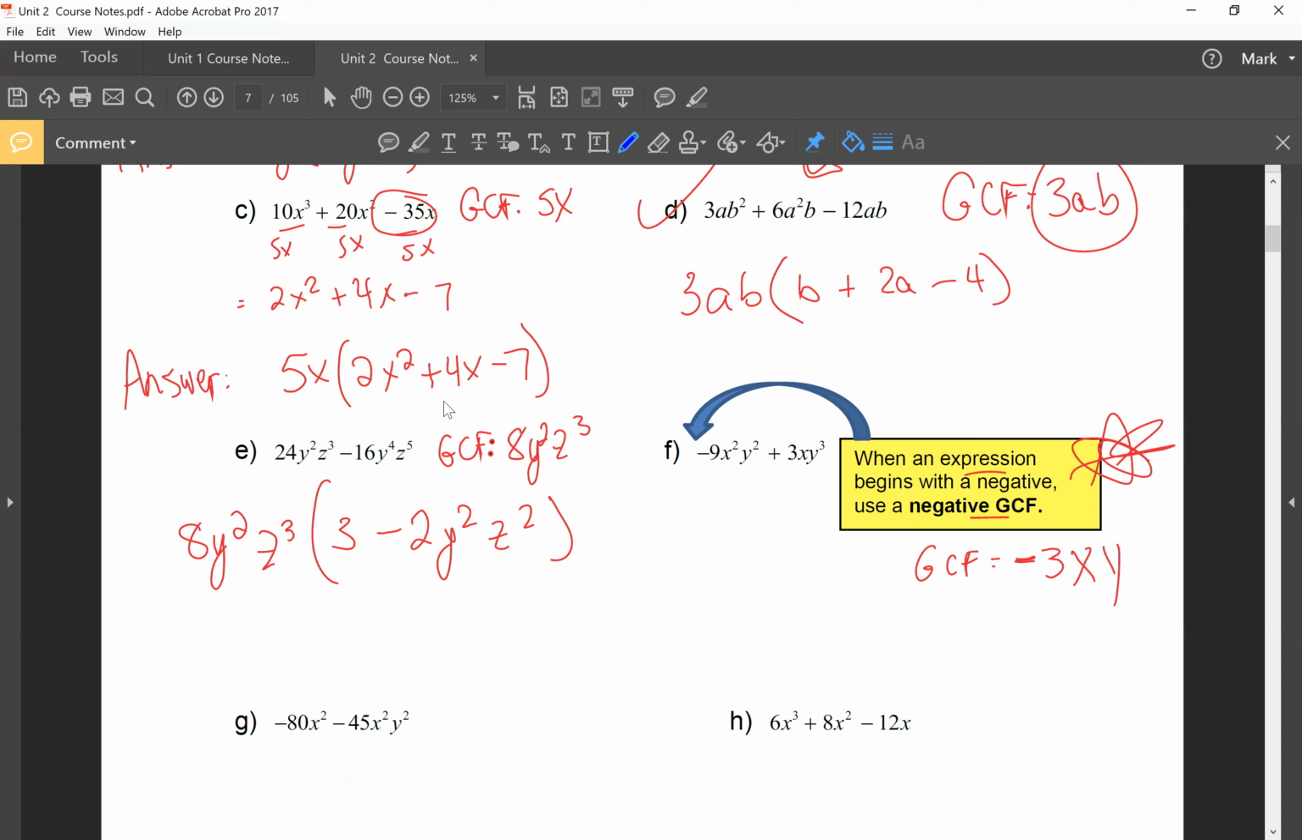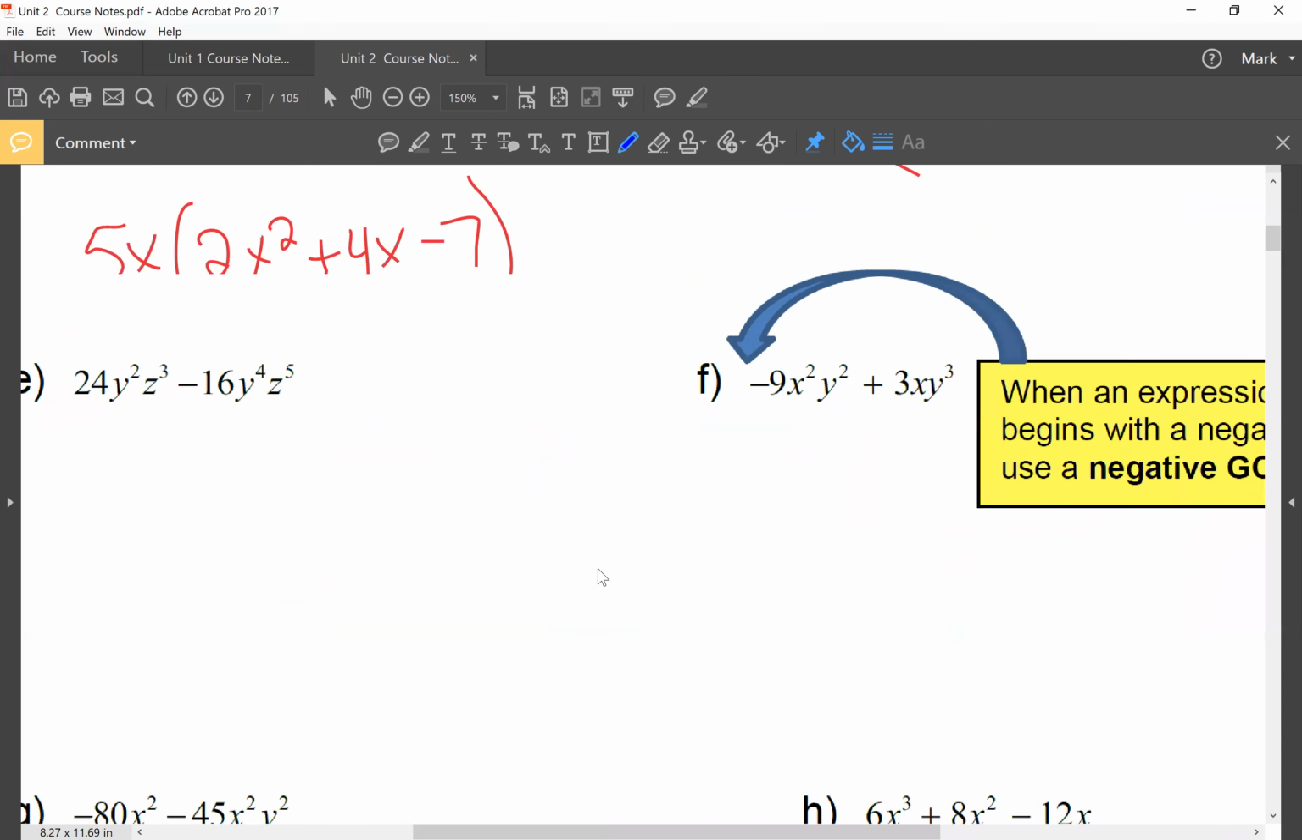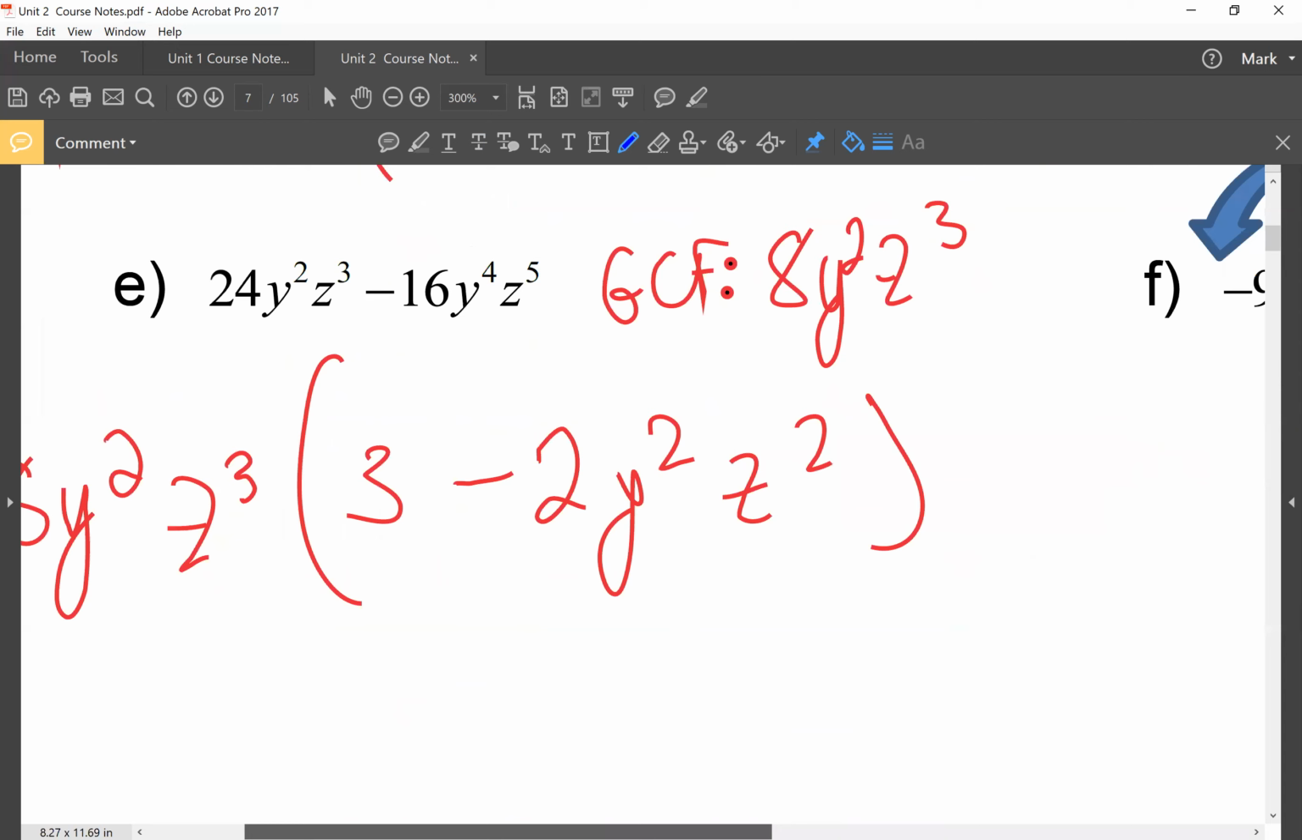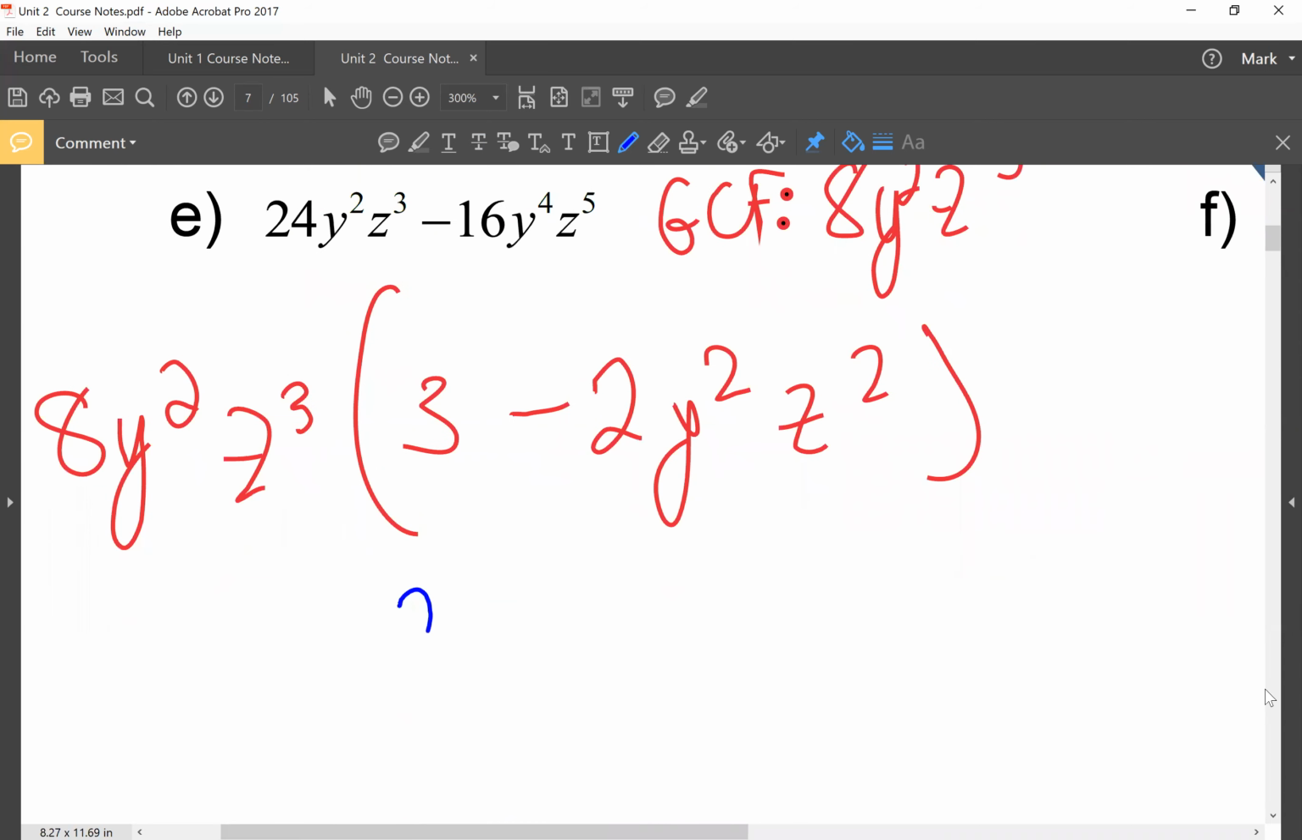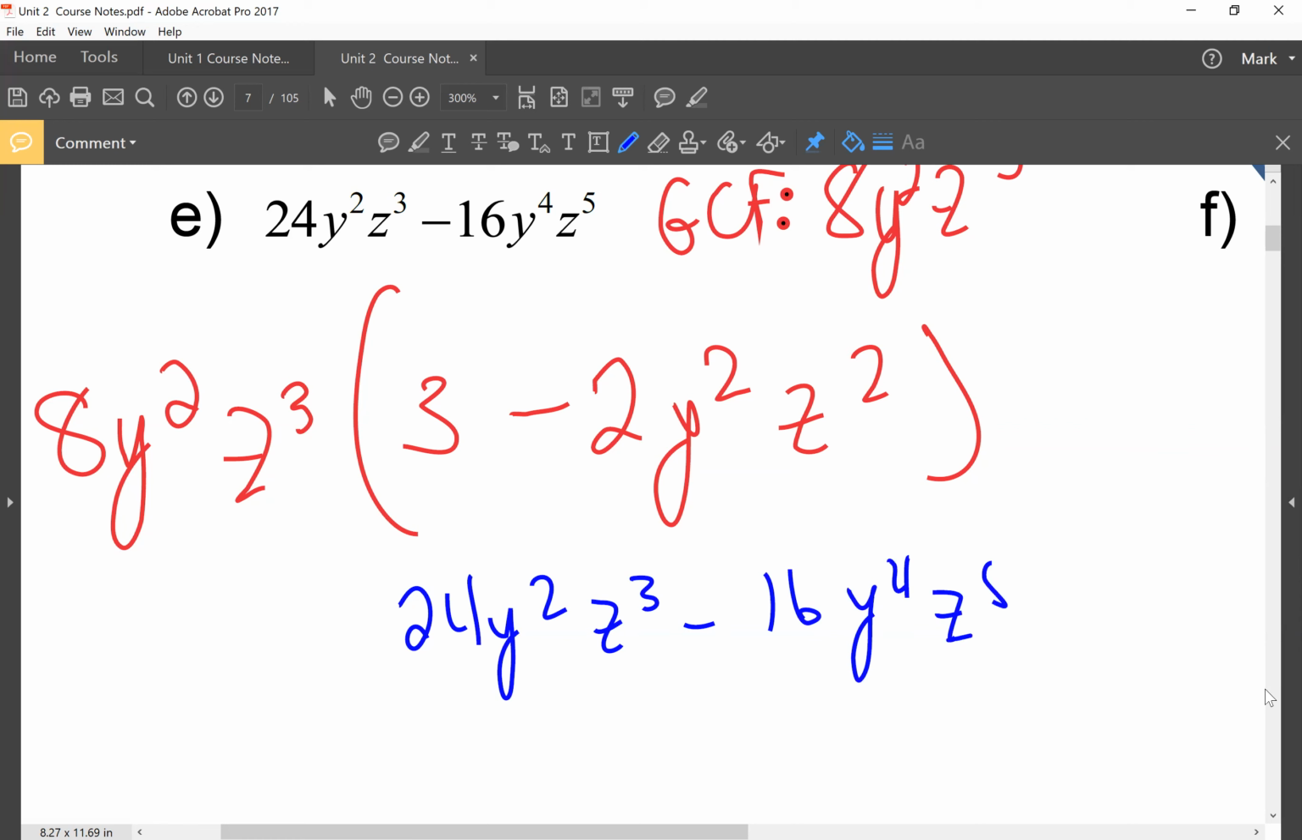No. Okay, this is tough. It's a great question. It's tough to answer, but it's a good question. So if I have 24y squared, I'm just writing the equation again. The first thing you do is you remove the GCF.